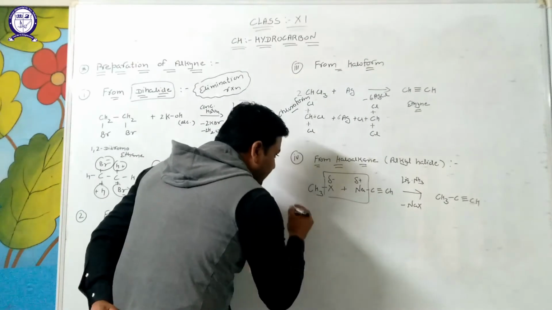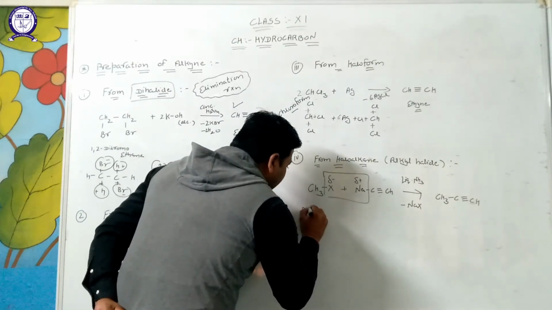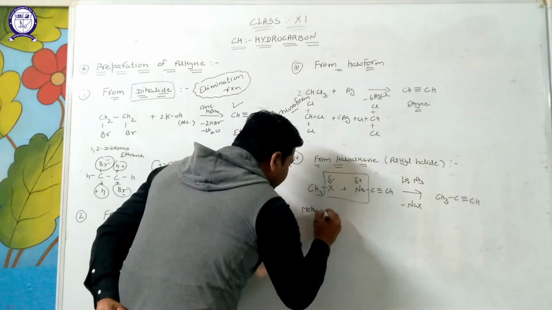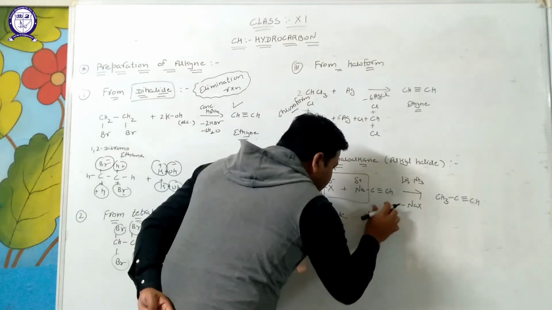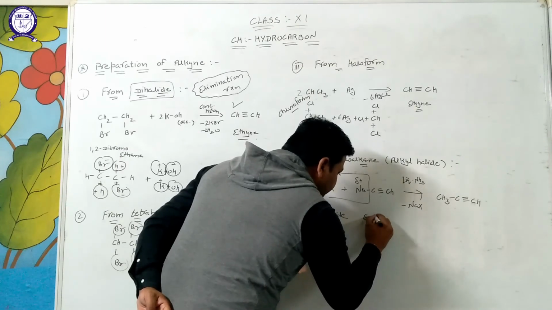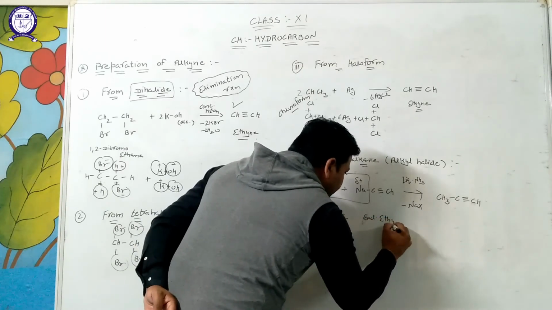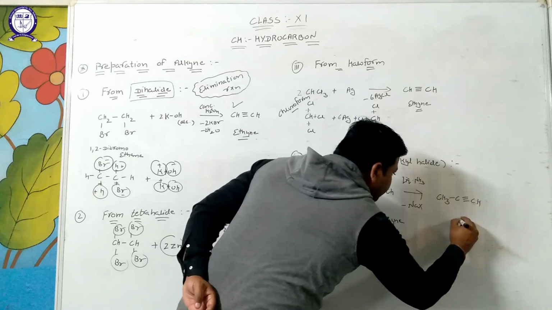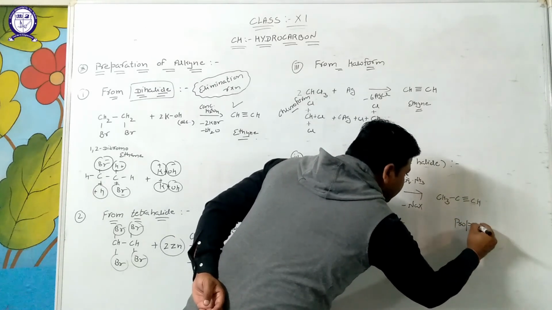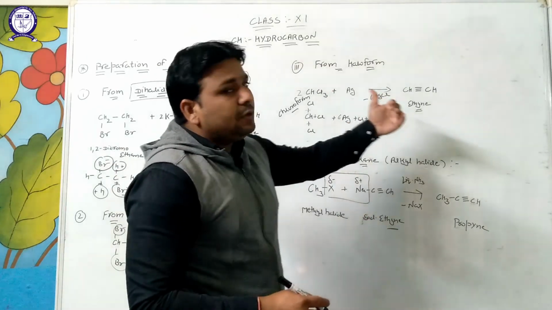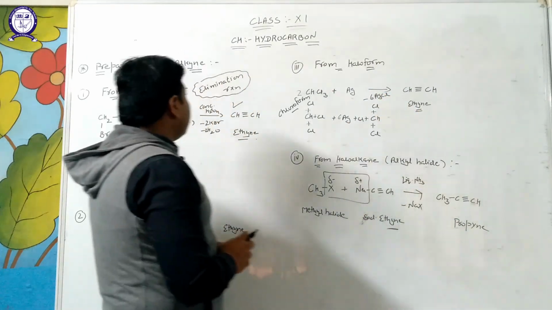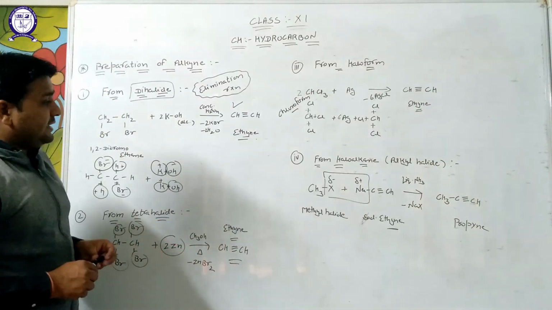Here this one is methyl halide, and this is sodium ethyne, converting to propyne. Simply ethyne to propyne, lower alkyne to higher alkyne. These are the preparations of alkynes.